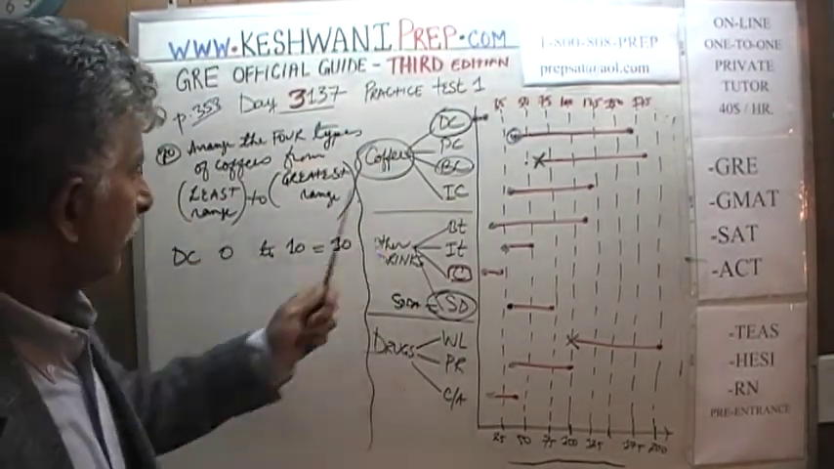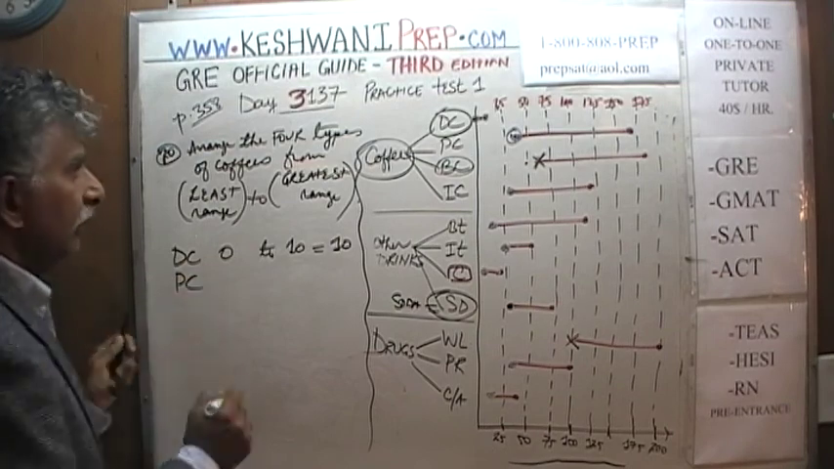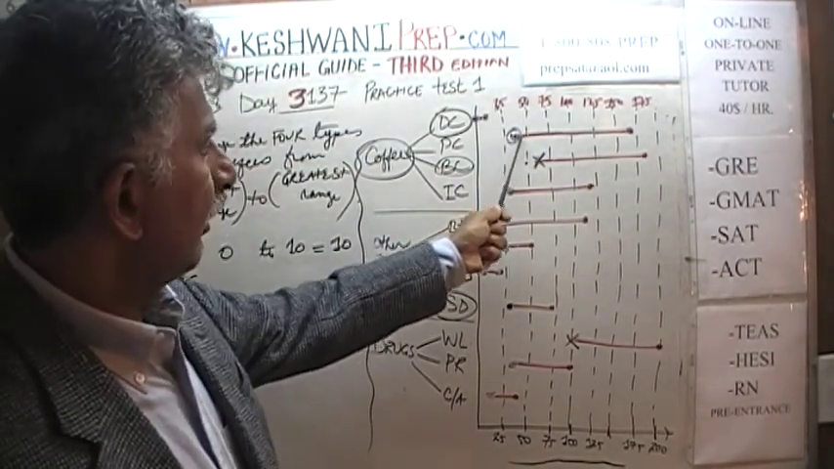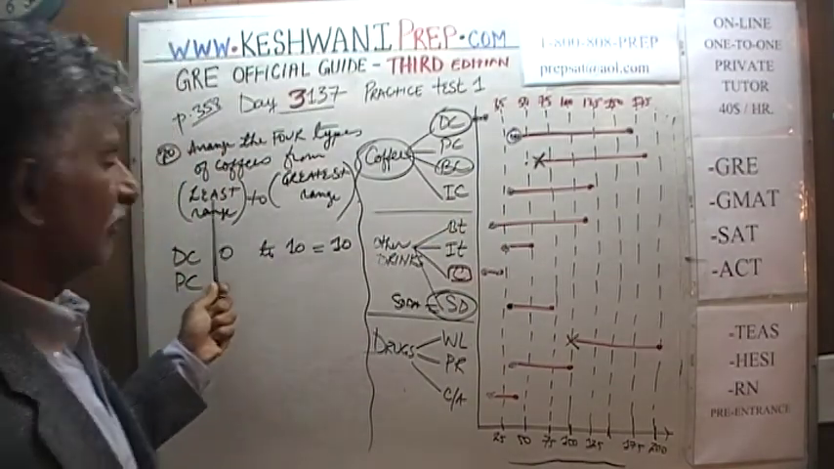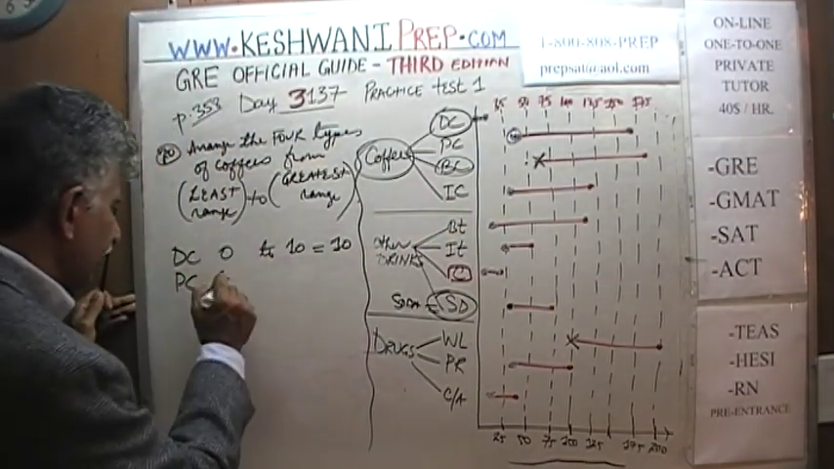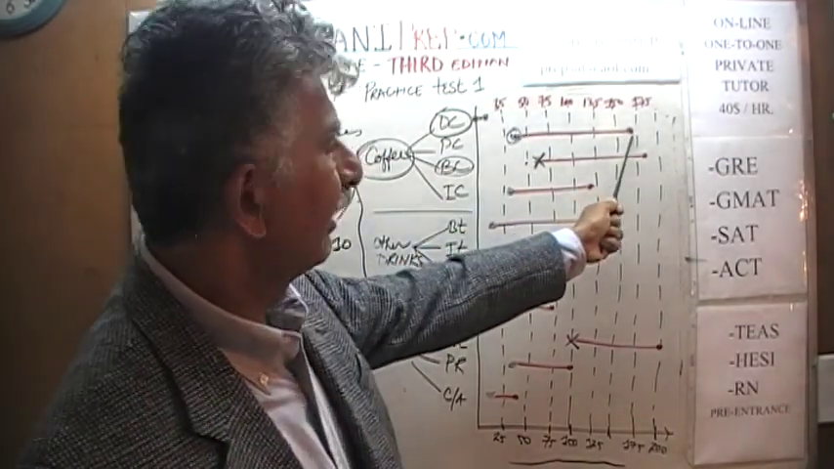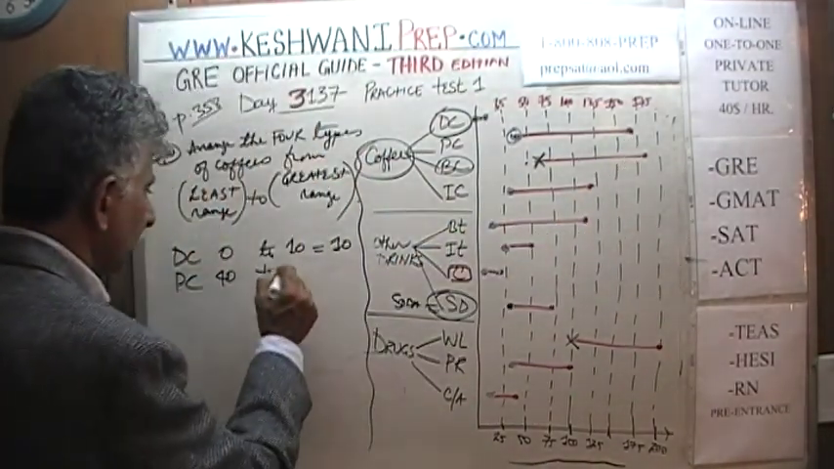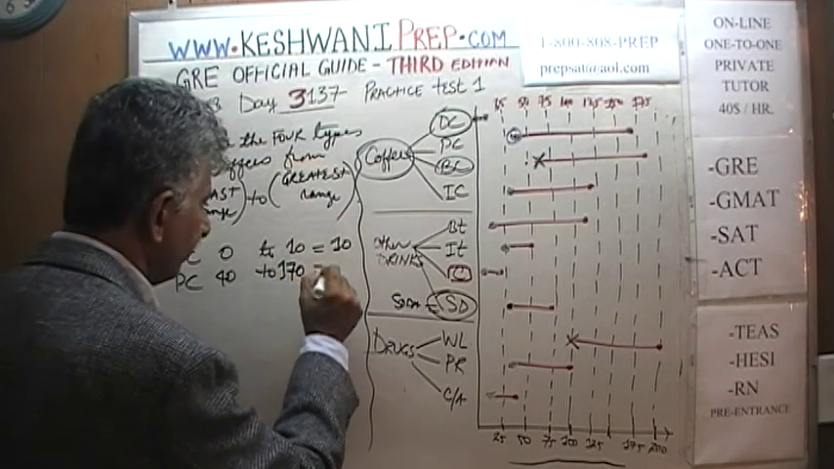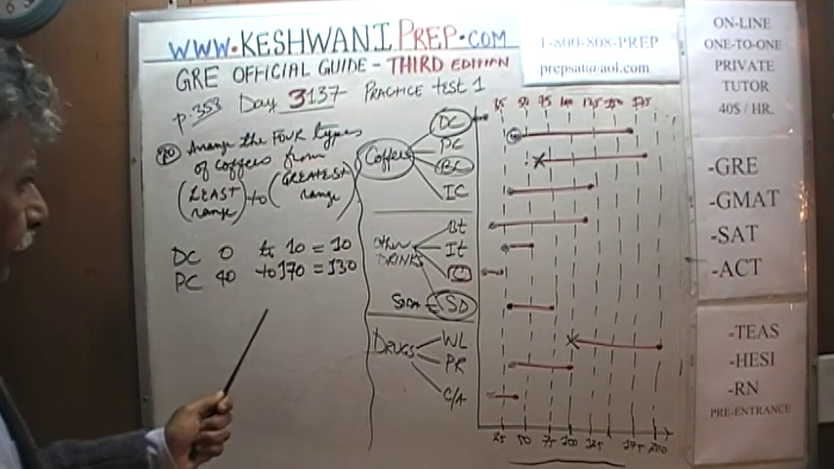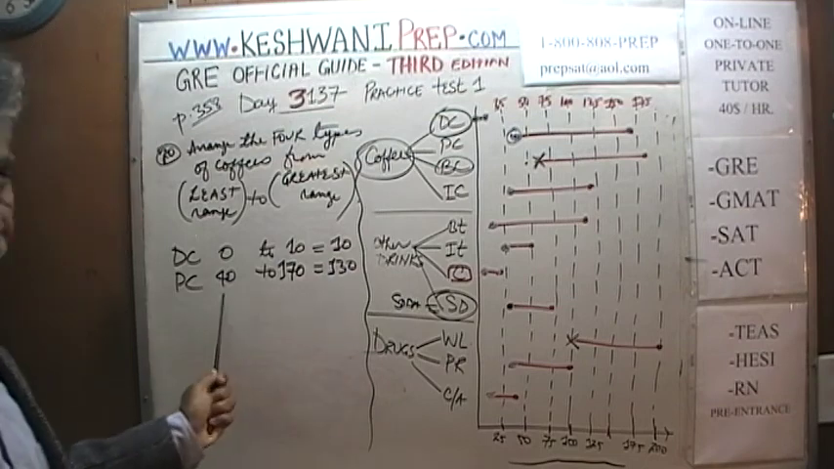Then we have percolated coffee. As we already had the discussion, it starts from about 37.5, but apparently they are using 40, as we found out. So let's just say from 40 to, looks to me like about 170. That's going to be 130. The range is 130. 170 minus 40, you understand?